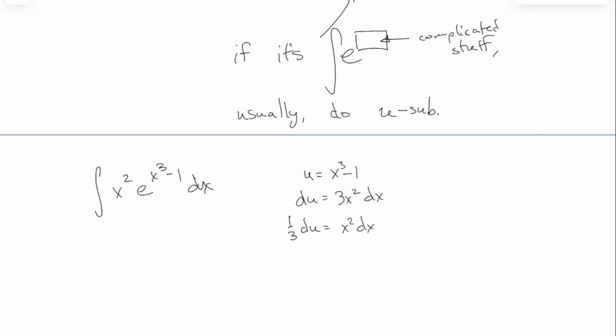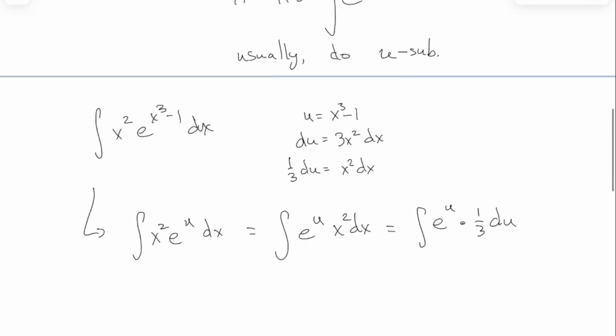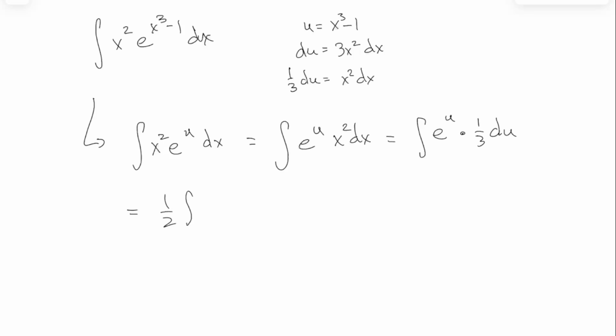And then I can see over here already, I'm starting to feel good about this, because this is going to be e to the u, but then I also have x squared and dx, which is what I want to see for the du part. So directly plugging the u in looks like x squared e to the u. And if I shuffle things around a little bit, it'll say e to the u x squared dx, and then x squared dx, I just said, is 1/3 du. So this is e to the u times 1/3 du. And then the 1/3 can pull out front, like so. All right.